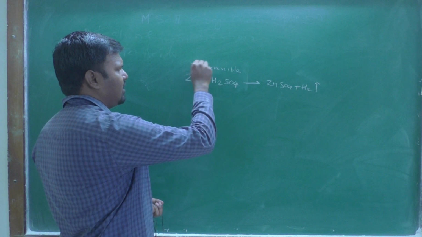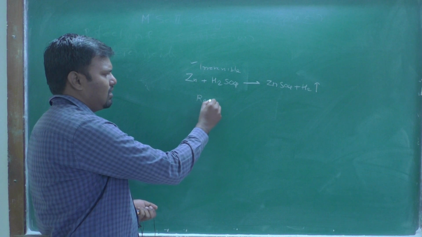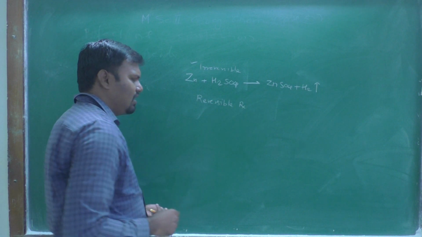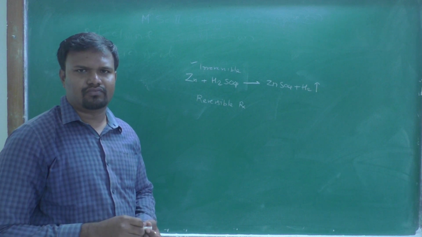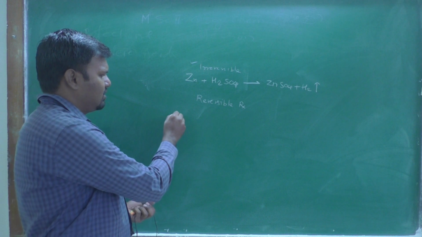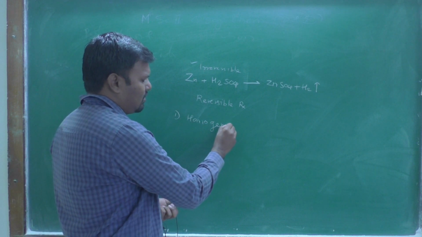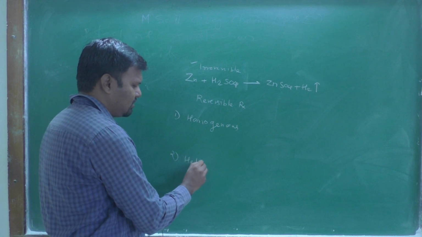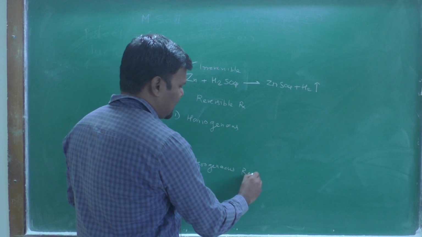Then the second is the reversible reactions. Again, in a reversible reaction, there are two types of reactions present. The first is the homogeneous reversible reaction and the second one is the heterogeneous reversible reaction.